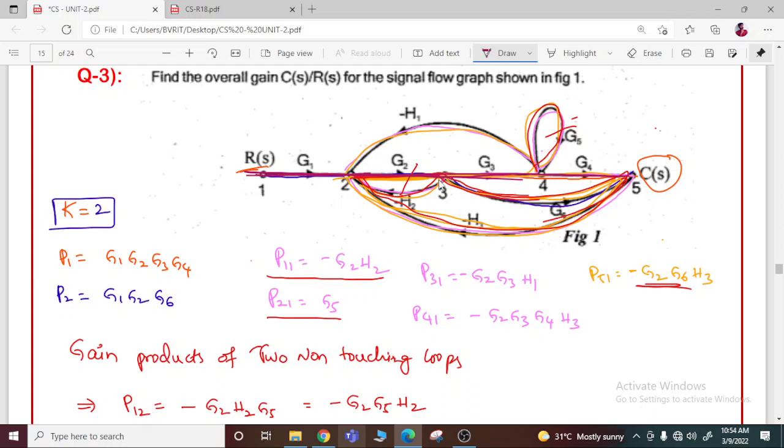And if I take this forward path, this part of the graph is non-touching with the forward path. So for this value I have to calculate delta 2. So delta 2 is equal to 1 minus the individual loop gain, which is G5. So it is 1 minus G5.